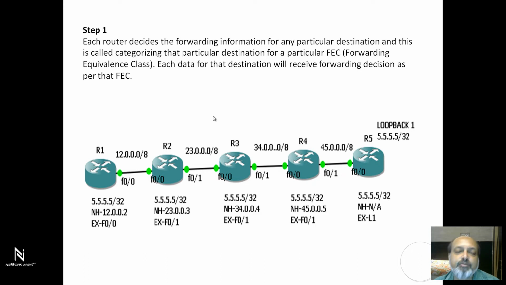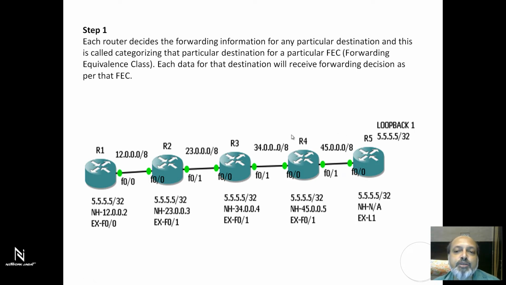Once again I repeat, whenever a group of data is moving towards a particular destination, they should be receiving a uniform and similar forwarding treatment, right? And that particular treatment is called forwarding equivalence class. So forwarding equivalence class is nothing but a treatment for any group of data which are destined for a particular destination. I hope it is now clear.